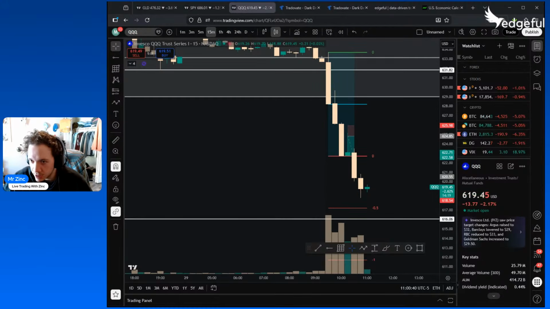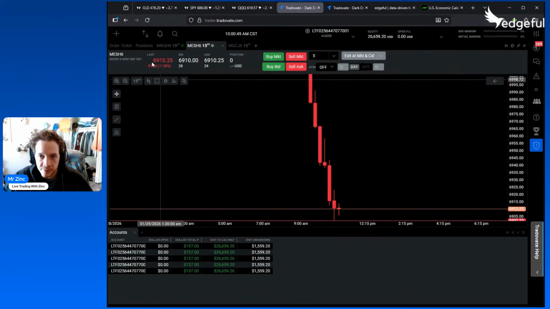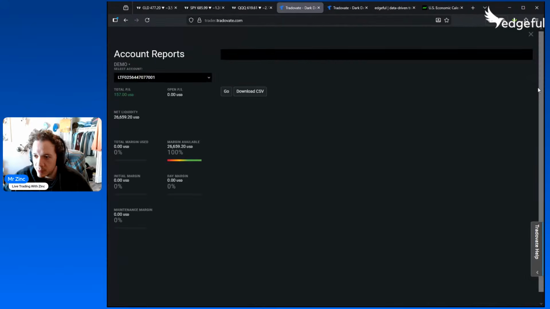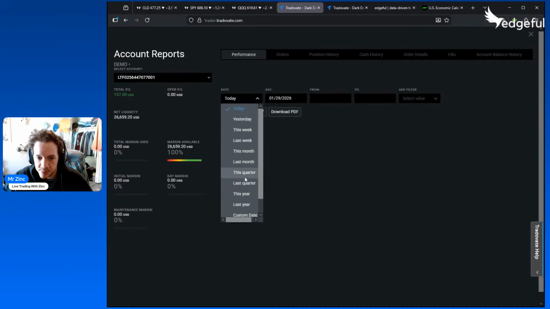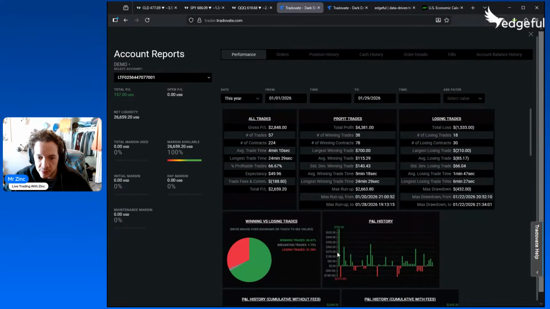What's your win rate? I don't care about my win rate. It's a stat that you should not be focused on. But if you must, I'll pull up my reports. I actually haven't looked at this, so this could either be really bad or it could be really good. 66%. That's what my win rate is. Total profit 4,380. Total loss 1,533.